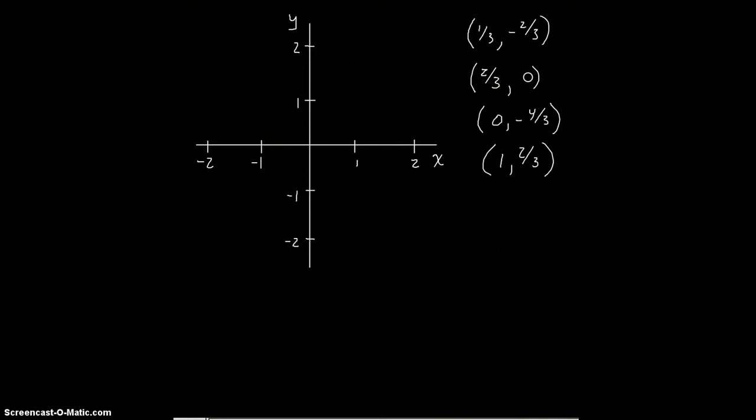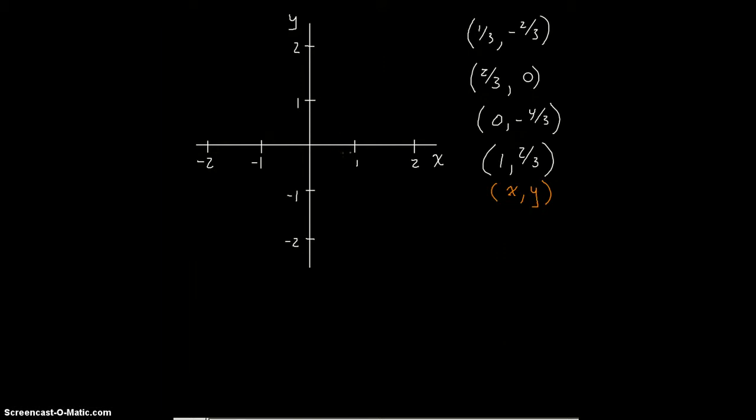Now let's plot these points. I'll put them in orange. So remember, all of these points that we have on the right here are in the form x, comma, y. Always x and then y. That's why they're ordered pairs.